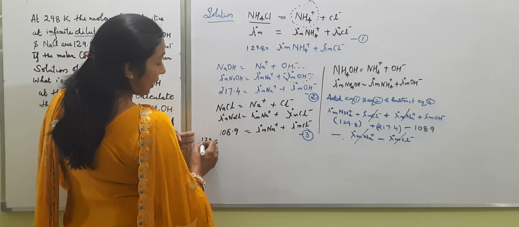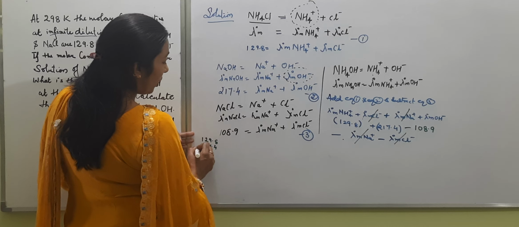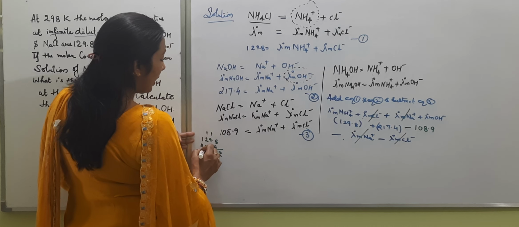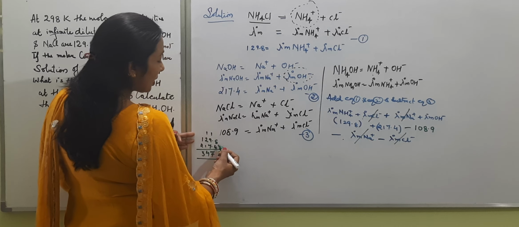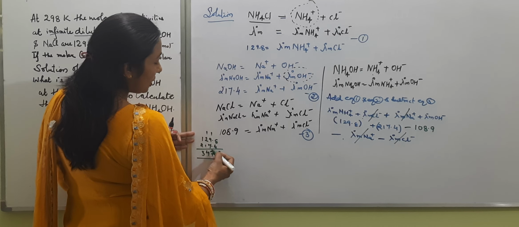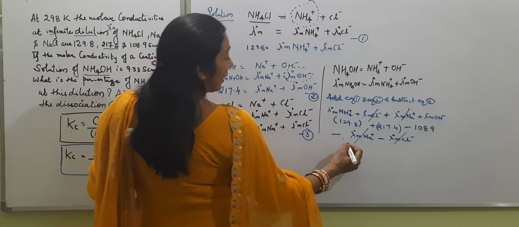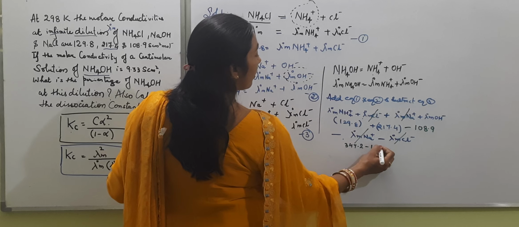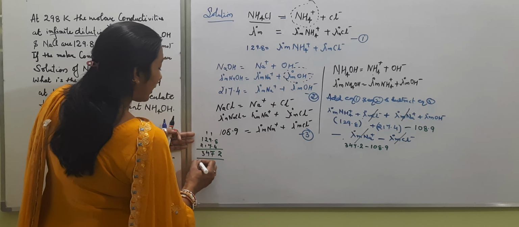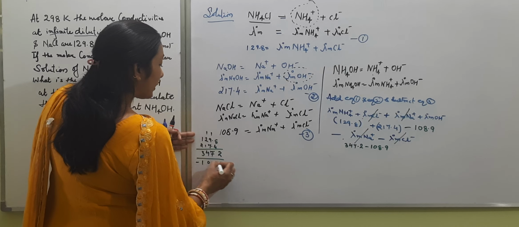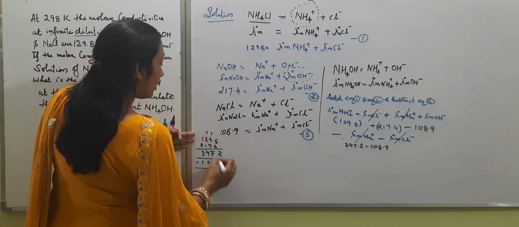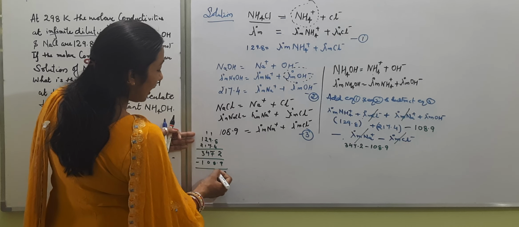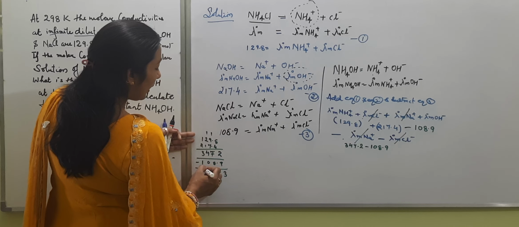129.8 and 217.4. What would be the answer? 12 and that 17 and that is 4 and this is 3. Let me check once again. 12 and 1 carry, 17, 1 carry 4 and 3. So here I am getting 347.2 minus 108.9. So what am I getting? Minus, let's do it. So here I am getting 3 by taking the carry. So 12 minus 9, 3, and here 16, that is 8 again. And here I am getting 3 and here I am getting 2.